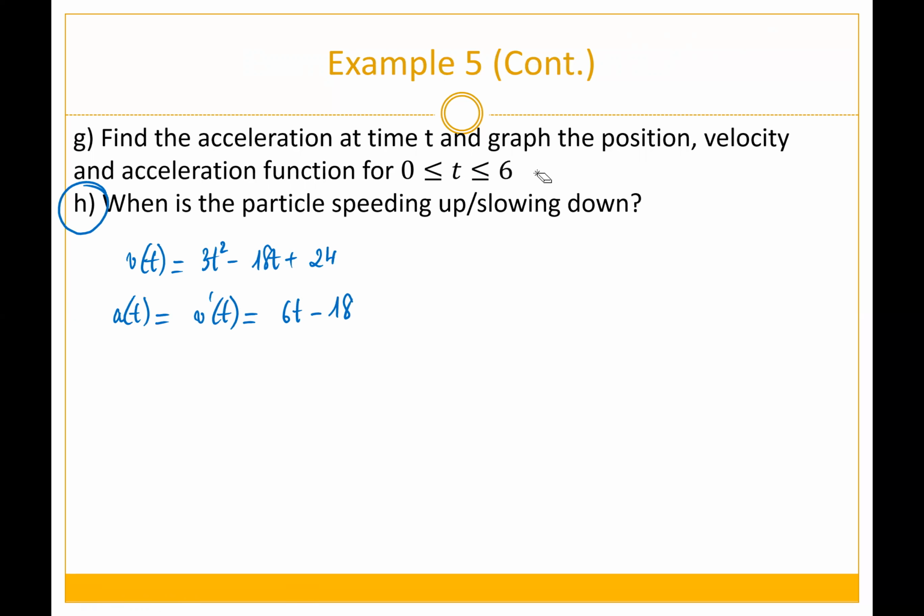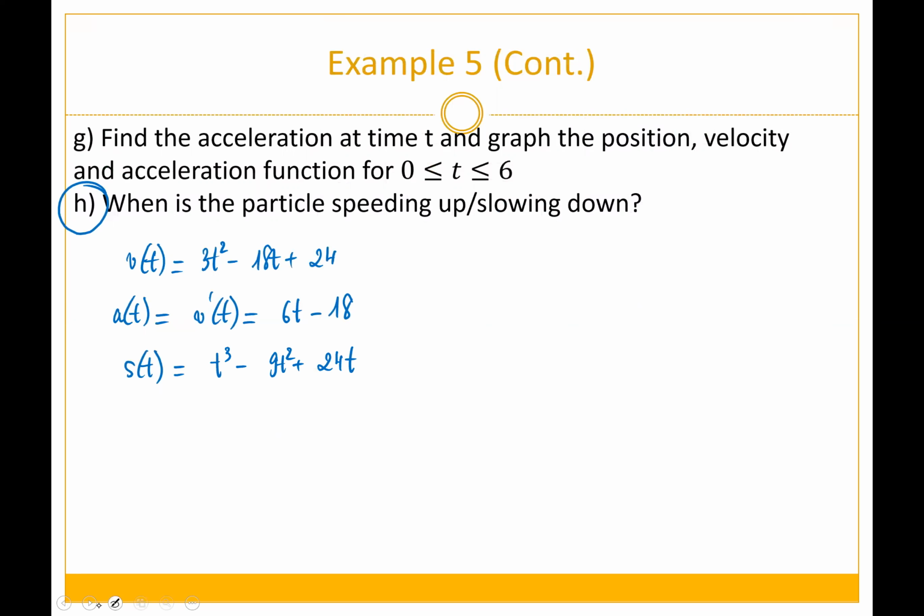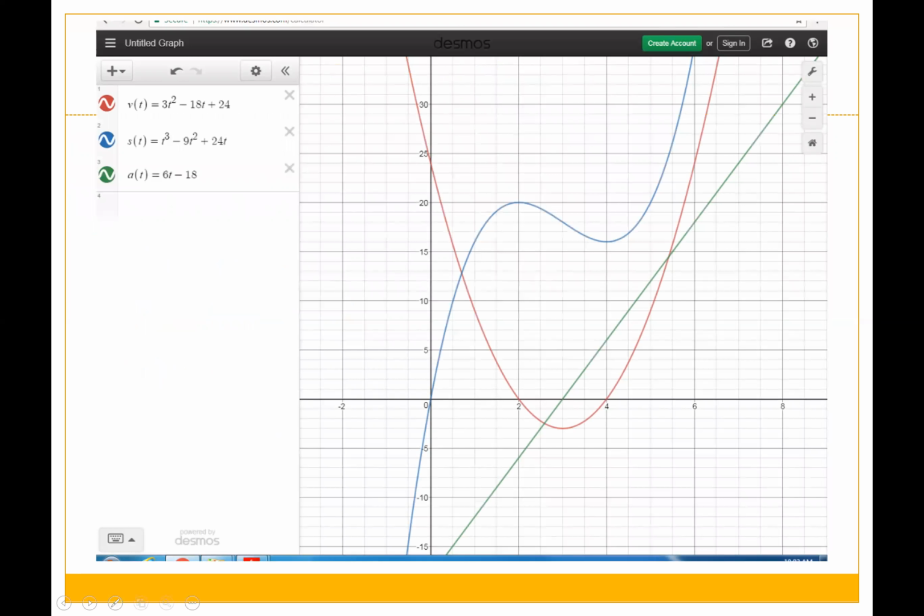Now we're going to graph all three of S, A, and V on t cubed minus 9t squared plus 20 on one graph, and let's see how it works. So we have V(t) is the red one. As you can see, it's positive, then from 2 to 4 it becomes negative, and then it goes positive again. And then we have S(t), which is t cubed minus 9t squared plus 24t, the blue line. And then we have A(t), which is just a straight line.